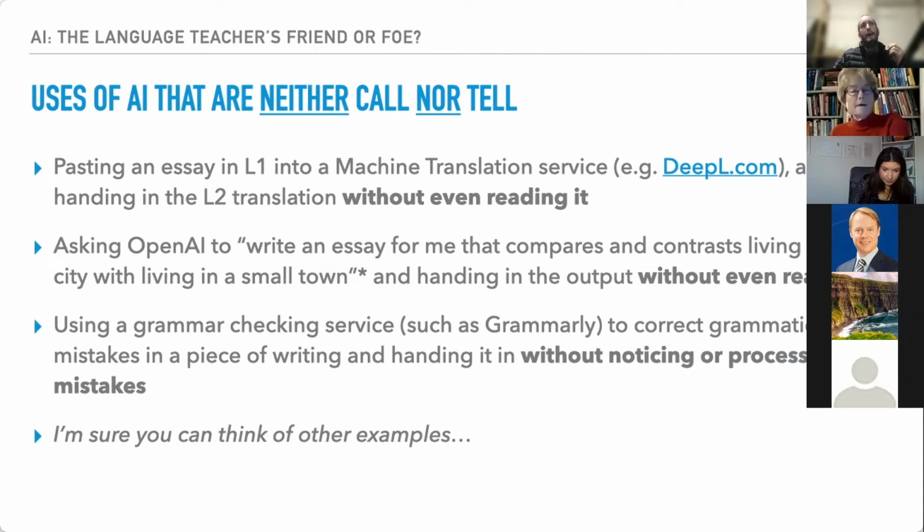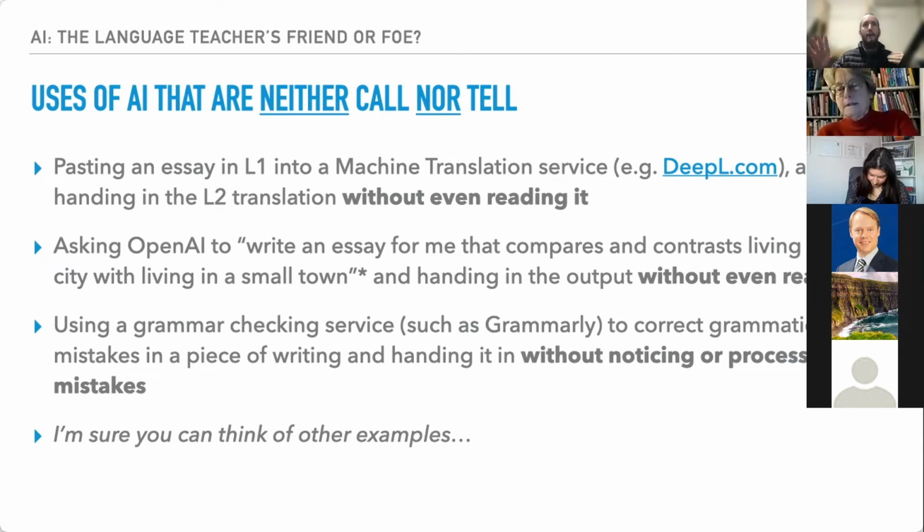First of all, pasting an essay in L1 into a machine translation service such as DeepL, and then handing in the L2 translation without even reading it. Some unscrupulous students, I have to say, do this, or will have the tendency to do this. They will just write the essay in their L1, paste it into machine translation, get the output, and hand that in as their own work.